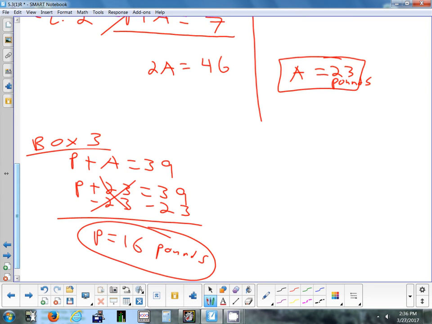If you add 16 pounds to 23 pounds, do those packages weigh 39 pounds together? Yeah.